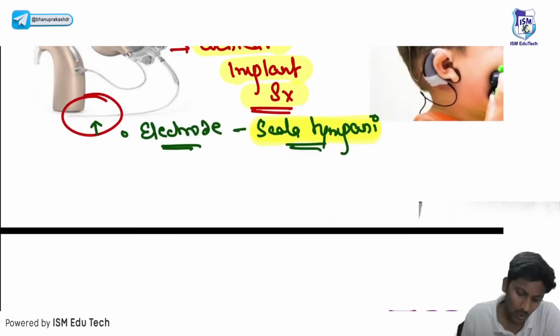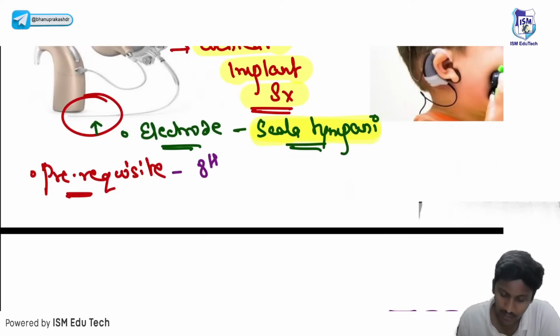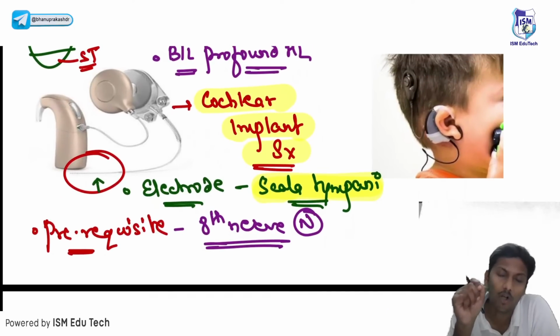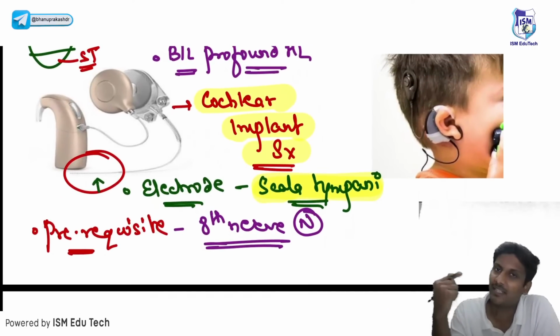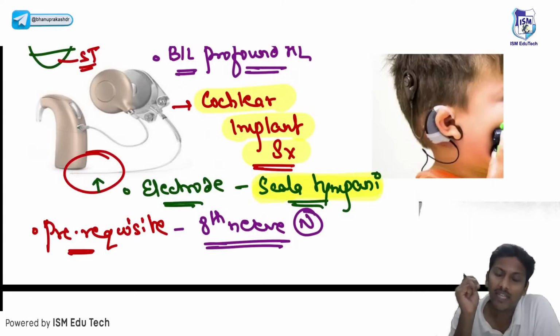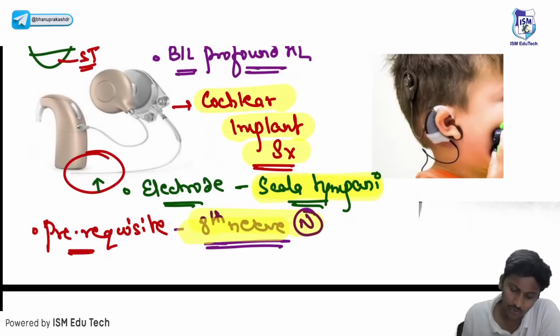But important is, what is the prerequisite, or what is the condition, for performing a cochlear implant surgery? The prerequisite is that the 8th nerve of this patient should be normal. Why? Because if you are stimulating the cochlea, the stimulus will be further carried by the 8th nerve. You are stimulating the cochlea, but if its 8th nerve is damaged, will the impulse go ahead? No, it does not. So that is the problem. If the 8th nerve is damaged, cochlear implant surgery is of no use. So that's the important point. What is the condition of cochlear implant surgery? That the 8th nerve should be normal.